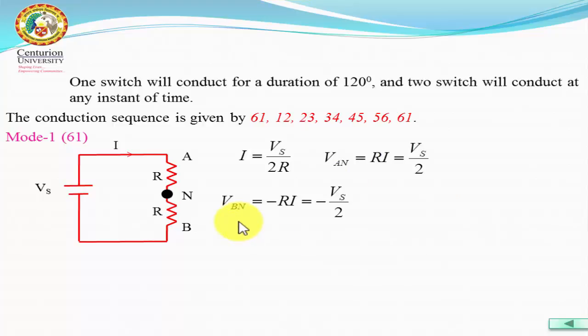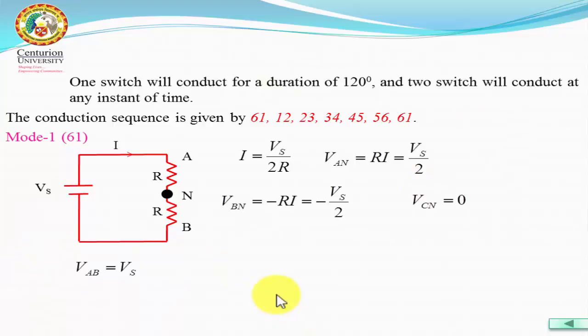Next, VBN. What is VBN? We go from neutral to phase. This is plus, this is minus. Current entering we have taken as plus, current leaving as minus. So going from plus to minus we get minus. So it is minus R into I, so minus Vs by 2. Now VCN: there is no presence of phase C here. We will not get any voltage in phase C since no switches referring to phase C are conducting. So VCN will be 0 in mode 1.